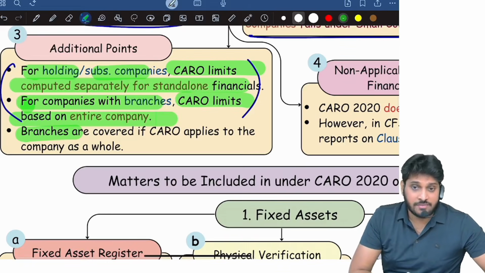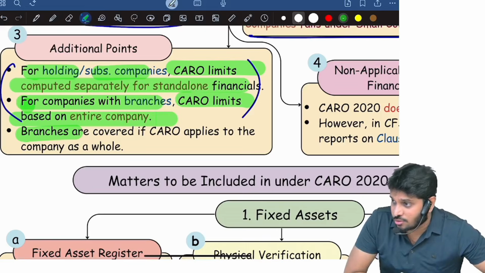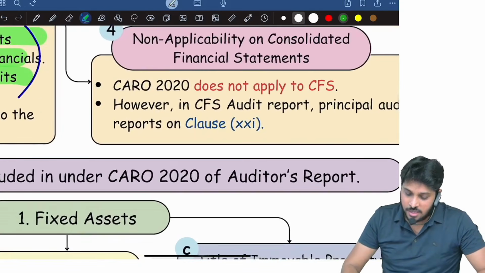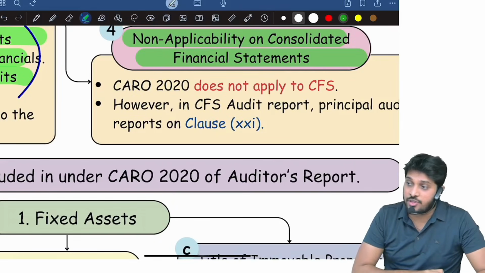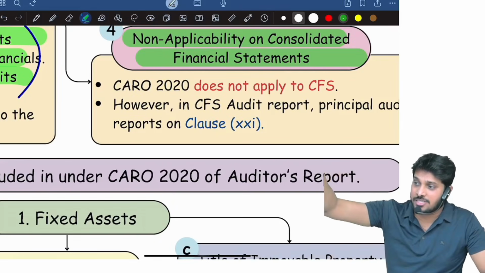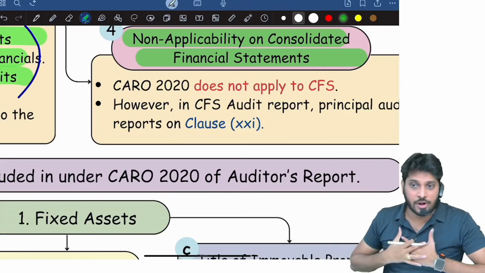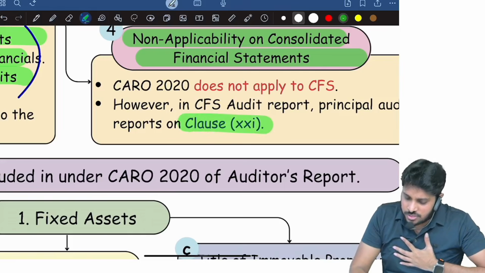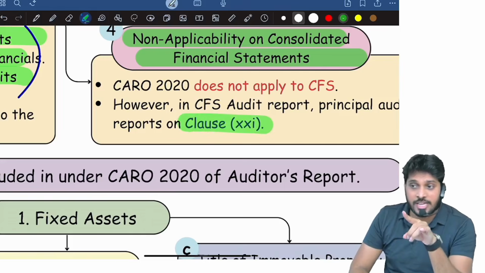And remember, if a company is applicable for CARO, liable for CARO, all the branch auditors also have to give a CARO report. On non-applicability, you don't have to give a CARO report on consolidated financial statements. On consolidated financials, you will give an audit report, right? In that audit report, the CARO report need not be included. And remember, however, clause number 21 reporting alone will apply.